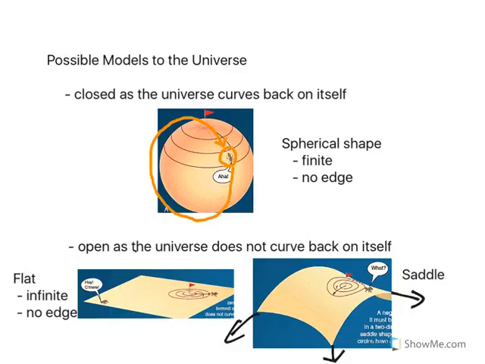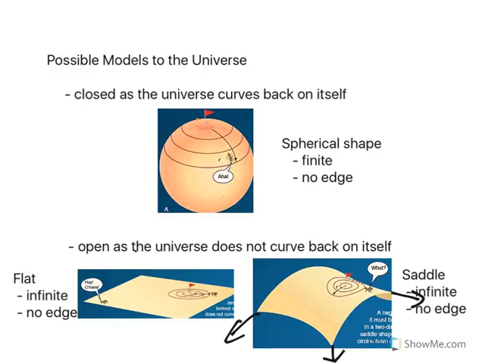The saddle-shaped universe is also open. If you extend the corners of the saddle shape, they won't loop in and connect to each other. They continue moving away from each other. Therefore, the saddle shape is also infinite, and there is no edge. You won't run into an edge.